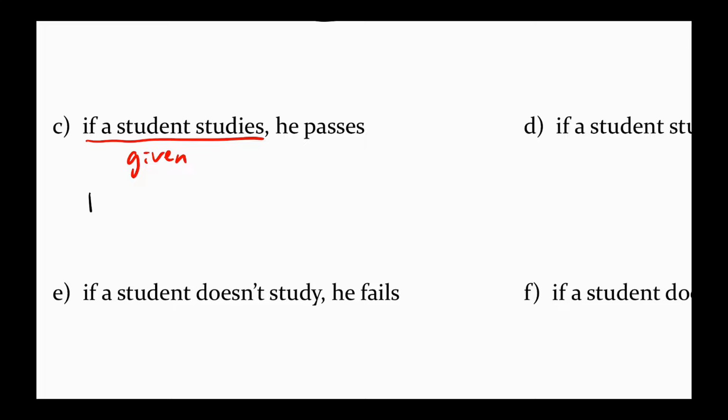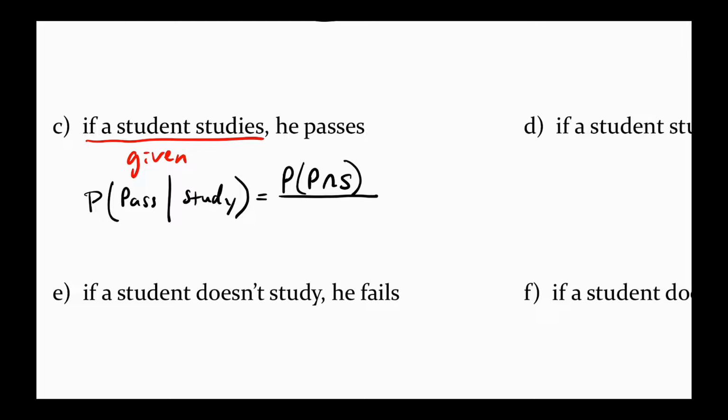So this is what the question really says. Probability of a pass given study. Or you can just say P and S for pass and study. So on top, it's going to be P and S. We already have that one. Probability, pass and study. And on the bottom, it's going to be probability of study.